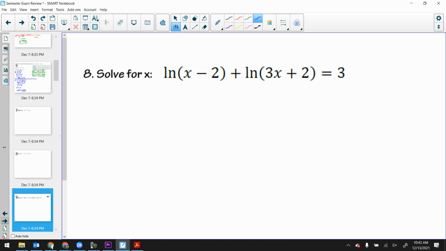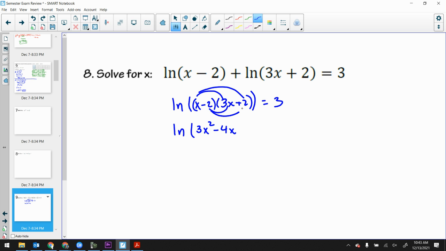Oh, there's 6 and 7. There's 8. Let's do 8. We got ln of x minus 2 plus ln of 3x plus 2 is equal to 3. All right, so addition of the logs means multiplication inside the log, right? So this is ln of x minus 2 quantity 3x plus 2 is equal to 3. FOIL in the middle there.